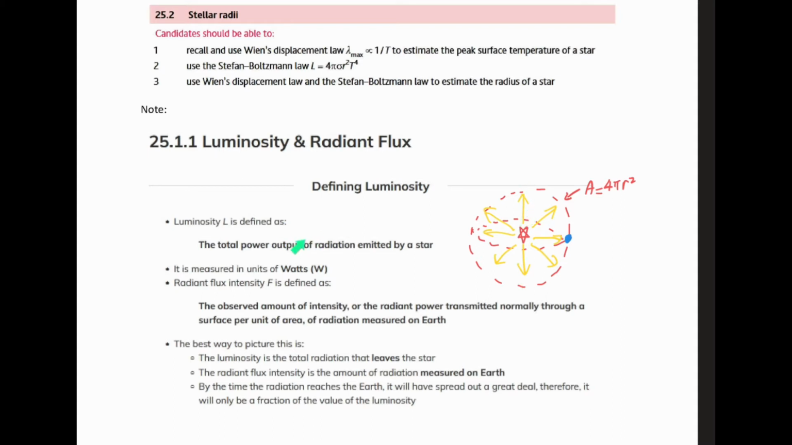So we can't check the luminosity directly. We can only check the radiant flux intensity. It's just a part of the light that reaches the Earth. Let's say only this arrow reaches the Earth, so we can only check this. That is radiant flux intensity. Let's look at the definition again: the radiant power transmitted normally, this is the one transmitted normally to the Earth, through a surface. The sphere is the surface.